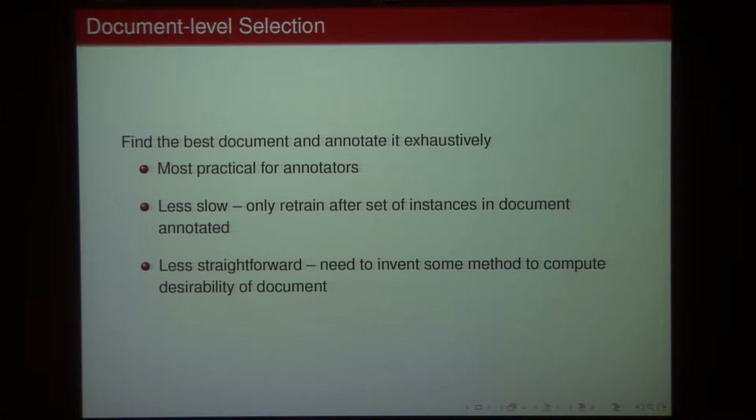If we can get this to work, we can find documents that are sort of uniformly better than other documents. That's perfect, right? That's exactly what we would want. We wouldn't have to change our annotation workflow at all in terms of how the annotators think about annotating coreference. And it probably wouldn't be as slow either, because then you only need to retrain the model after a document as opposed to after every single instance.